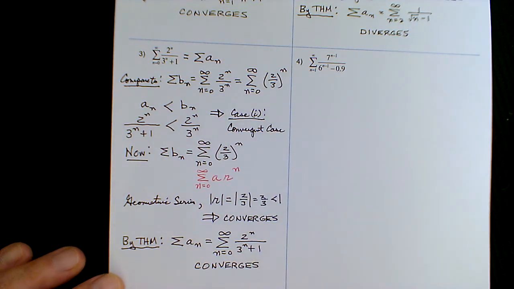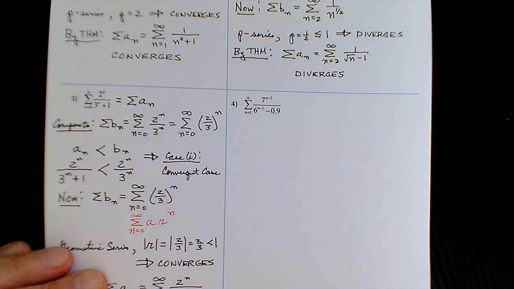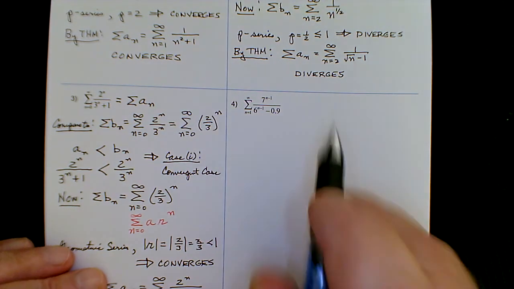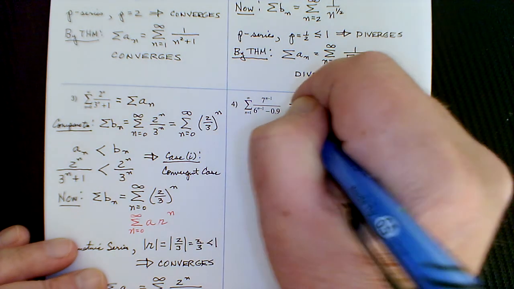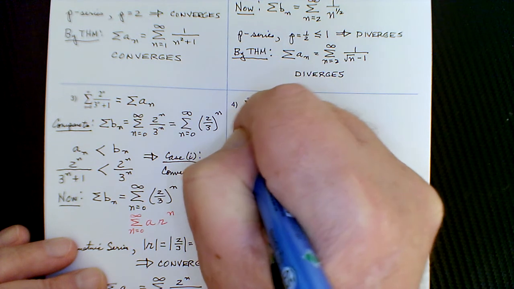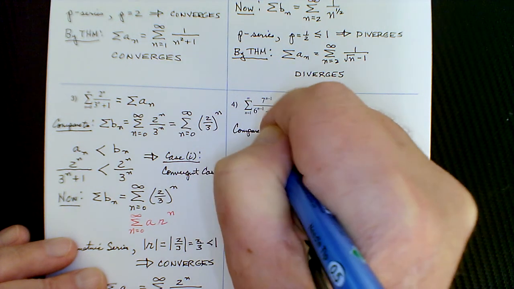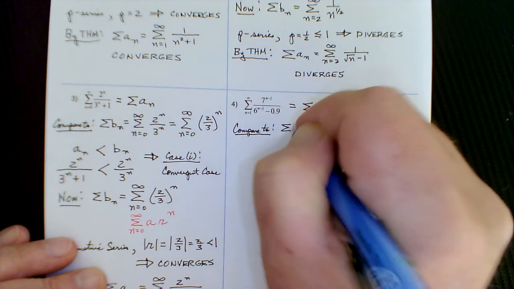Okay, so one last example for the direct comparison test here. Similar to the last with respect to the fact that we have the real numbers raised to variable powers. So we're going to call it the sum of the a sub n, and we're going to compare it to the sum of the b sub n.